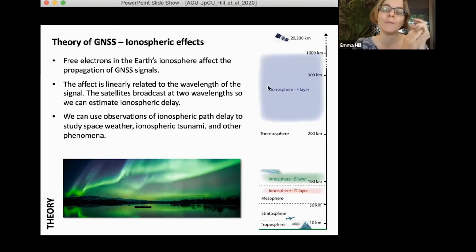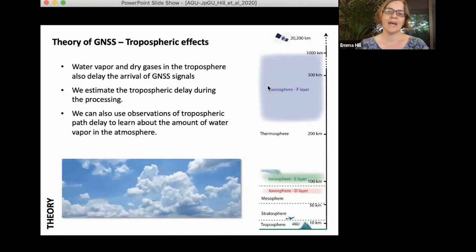But for other applications, it means that we can use the GPS signal to get a measure of the electron content, the density of those electrons in the ionosphere. And that leads to things like studying ionospheric tsunami. I'll show you more.